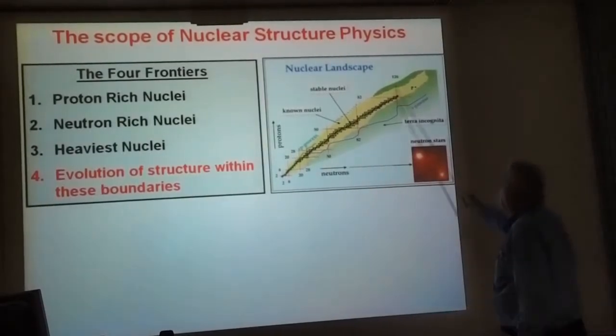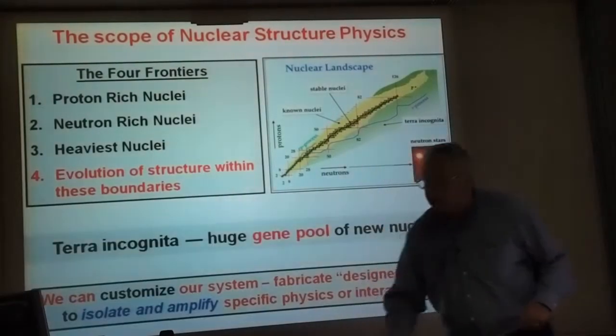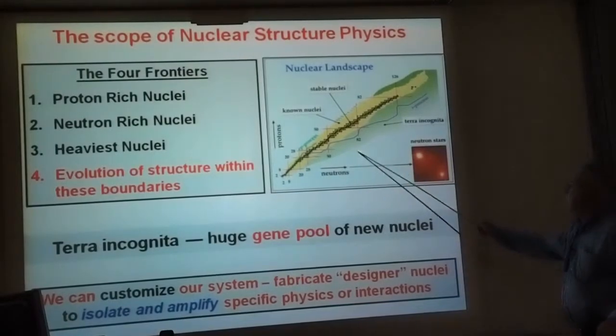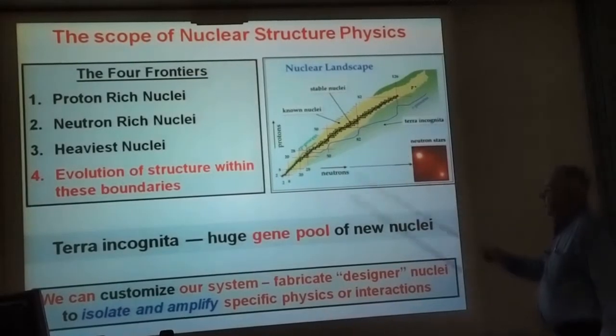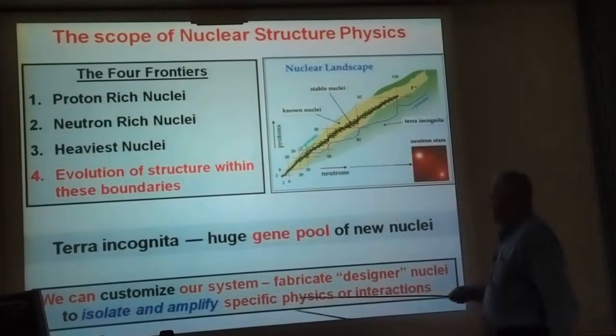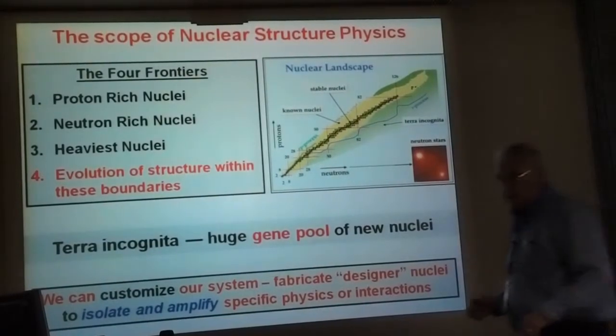Now, there are about 7,000 nuclei total. There are about 4,000 or so that we know nothing about. And nobody who has any intelligence at all wants to study all of them. That is stamp collecting. So we don't want to do that. But we view these unknown nuclei that we can now get to as a gene pool. We think of them as a set of nuclei with different properties, and we choose the ones we want that allow us to either isolate or amplify some specific physics. So basically we make designer nuclei. We don't want to study all of them, we pick the ones that tell us something special, or that we think will.